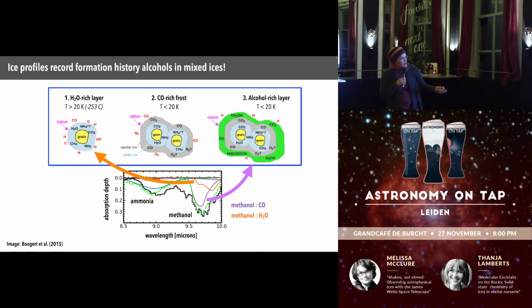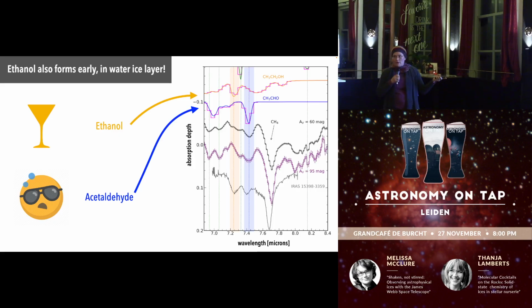So additionally, besides the methanol, we actually found ethanol, the good alcohol, and acetaldehyde, the hangover chemical, as well. So if we look at this spectrum, again, it's the absorption depth on the y-axis and the wavelength on the x-axis.